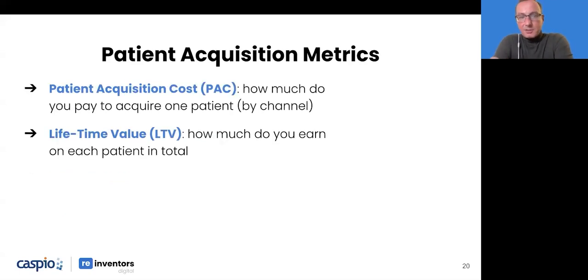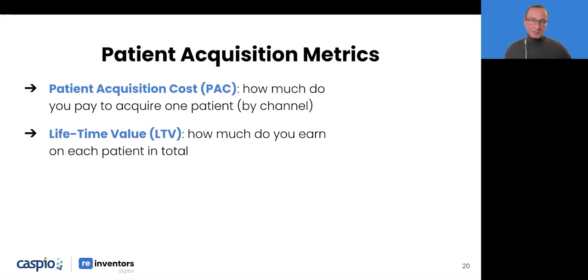Why do you need these two metrics? You may compare your patient acquisition cost and your lifetime value and see which is bigger. You may notice that for some of your channels, your patient acquisition costs exceed the lifetime value received on each patient. Please also consider that in LTV, you need not revenue received from a patient, but rather profit. If you have some costs related to your services, then please think about profits.